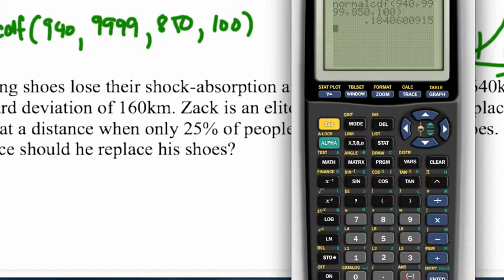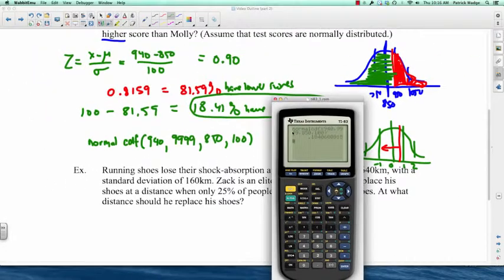And the answer is 0.184, and if we turn that to a percent, it'd be 18.406. 18.41. Yes, that rounds to 18.41. So the TI-83 works as well.